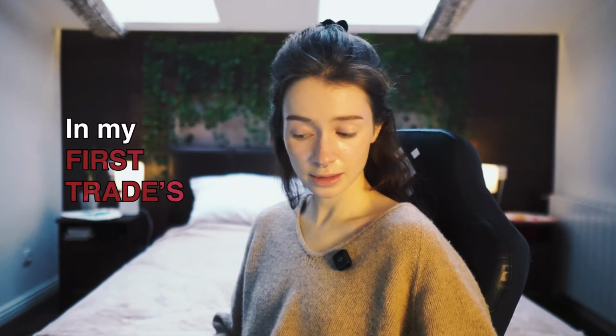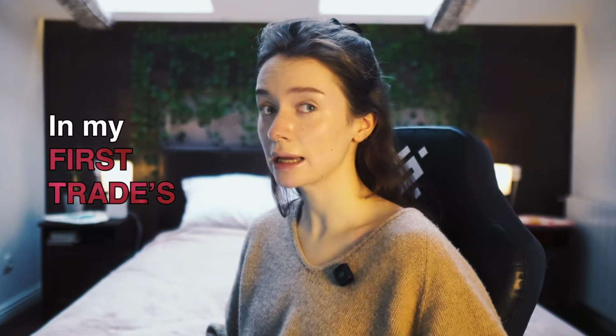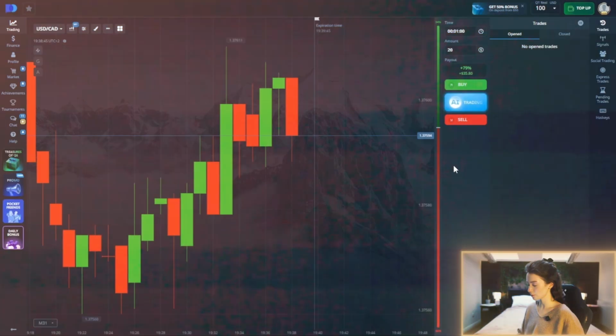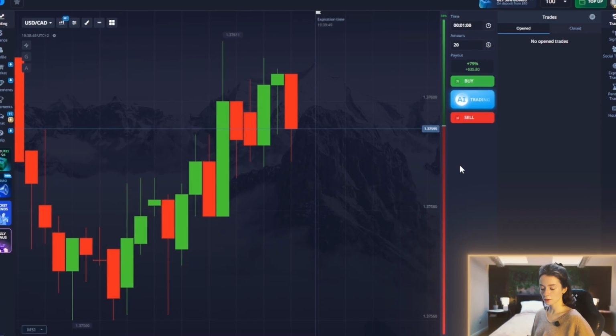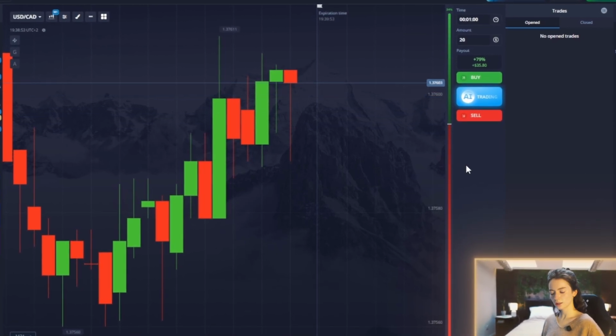In my first trades, I'll use technical analysis without any indicators, and at the end I may add one indicator and do 1 or 2 trades with indicators. First of all, I'll use trend direction, levels and entry confirmation. I might use just one indicator. I won't overload the charts.